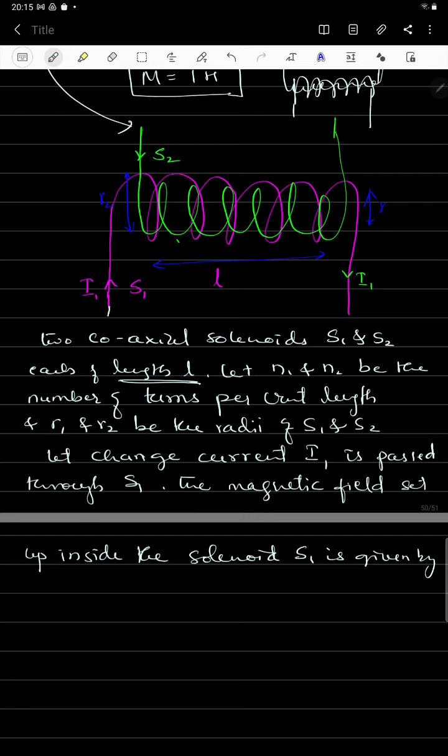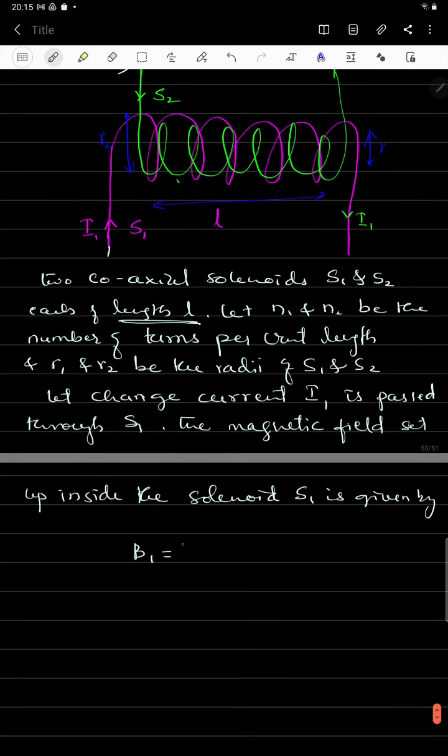Now what we'll do here, I have taken I1. So now we'll change the current I1 which is passed through S1. The magnetic field set up inside that solenoid, B1, is equal to mu naught for the solenoid. The expression is B equals mu naught n into I. So here we write mu naught n1 into I1. This is the magnetic field which is set up inside the coil.